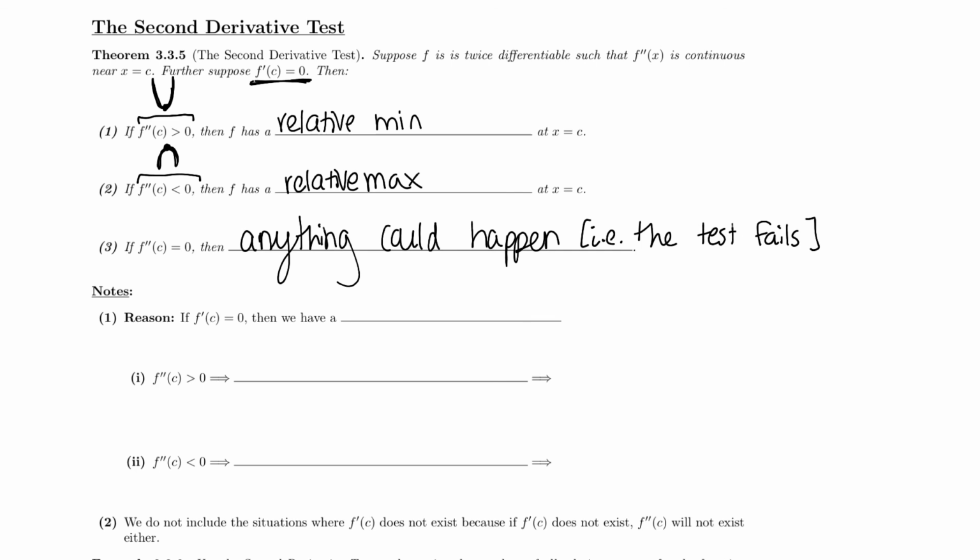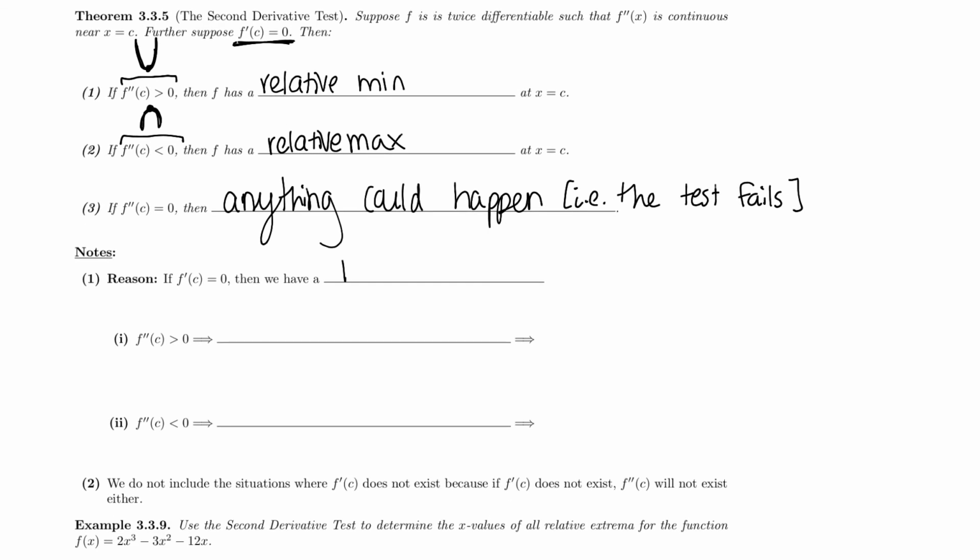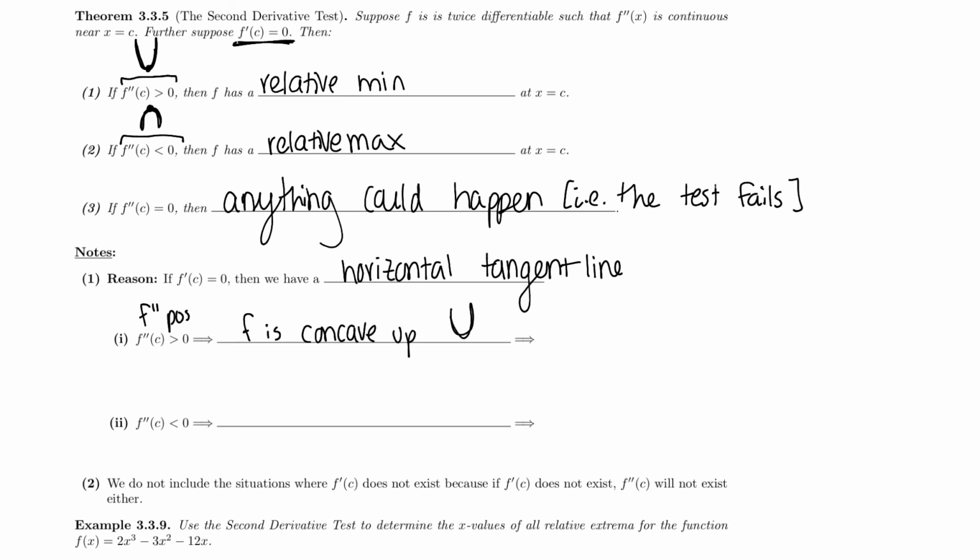So this part down here is just explaining what I've already explained here. If f prime is 0, that means you have a horizontal tangent line. If f double prime is positive, that means f is concave up, which means you have a local or relative min. Relative and local mean the same thing.